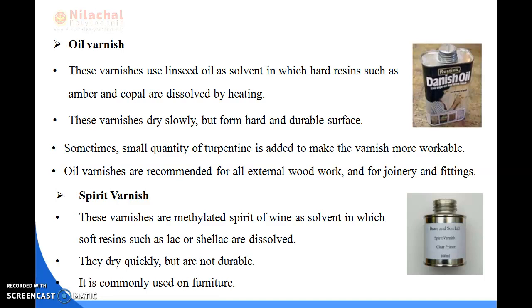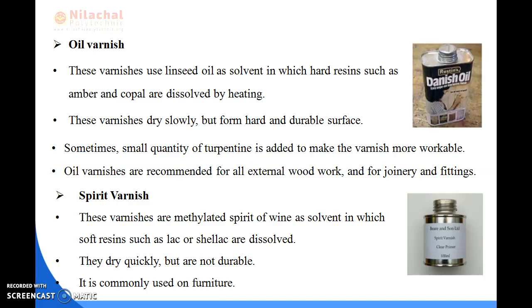So next one is spirit varnish. These varnishes use methylated spirit of wine as solvent, in which the soft resin such as lac or shellac is dissolved, and they dry quickly but are not durable. It is commonly used on furniture. You can see in the furniture we are using the spirit varnish, and this mainly dries quickly.